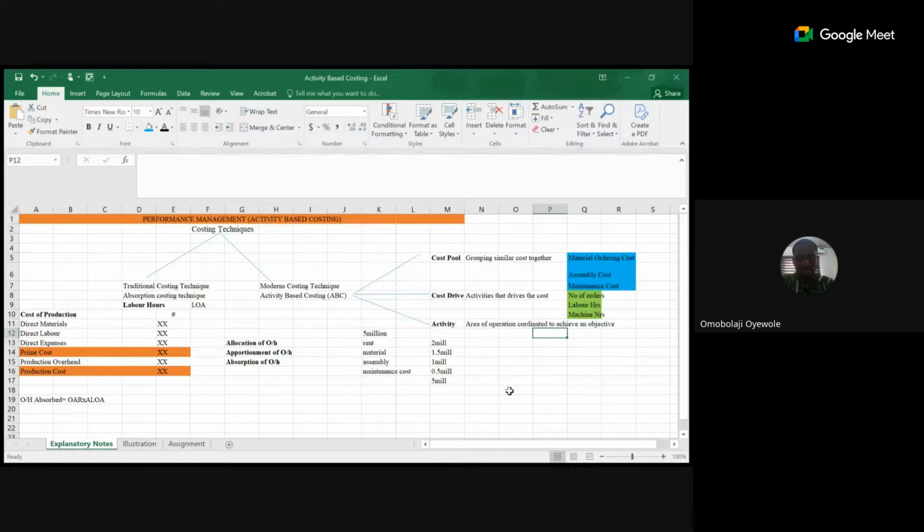Then sometimes the examiner can just give you the cost driver attributable to the individual cost pool. So let me just put it here so that we can get that: cost pool, then cost driver.